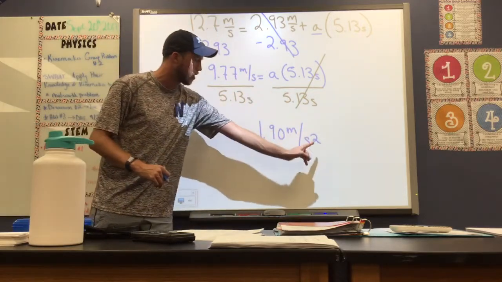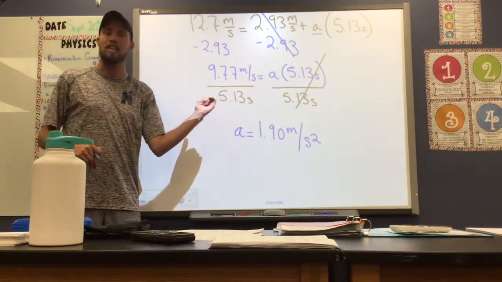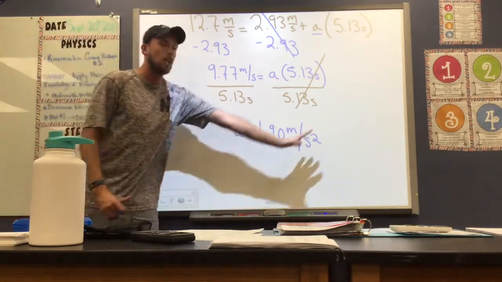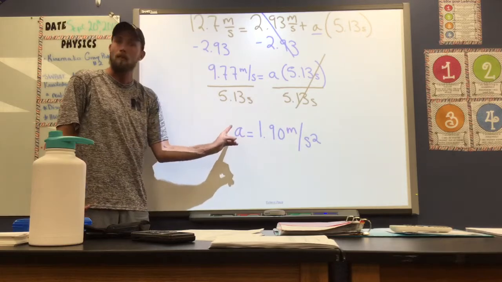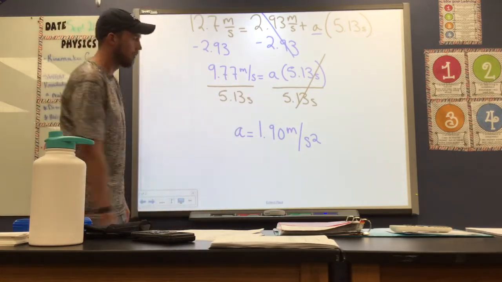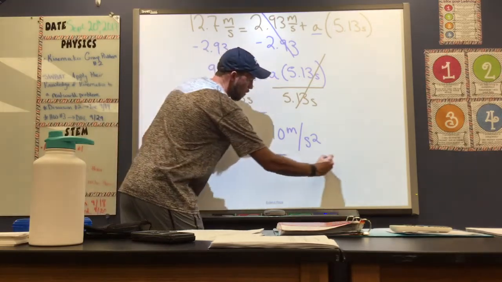That unit, meters per second squared, always goes with acceleration. Should always be in meters per second squared. Okay? Those units can serve as a guide to make sure we're solving for this variable correctly. Okay? Acceleration should always be in meters per second squared. Okay? So that should be my answer for our problem.